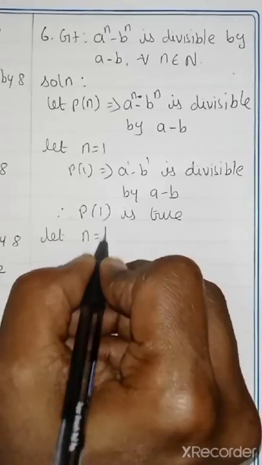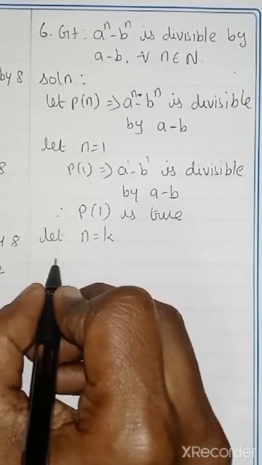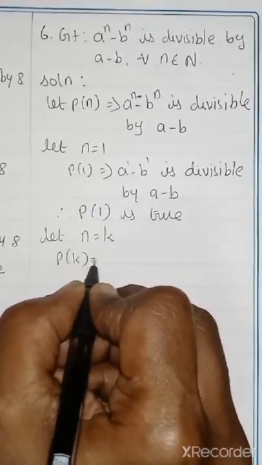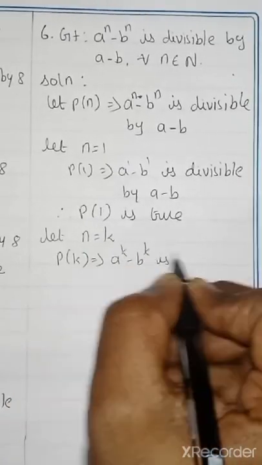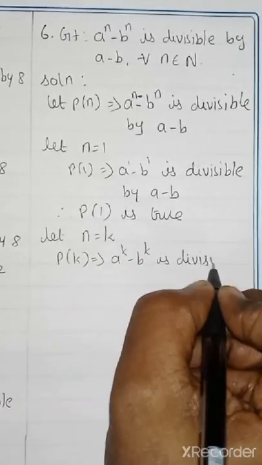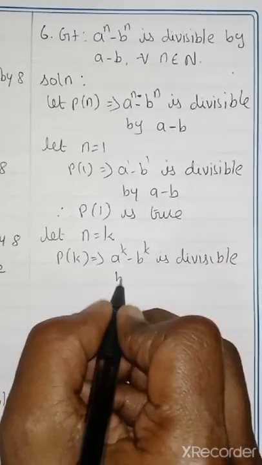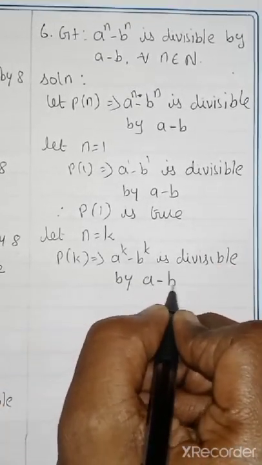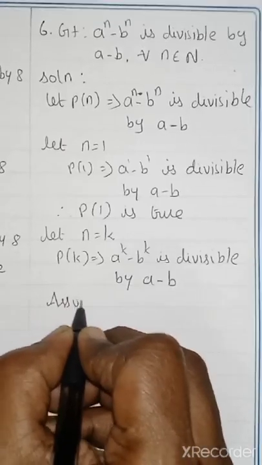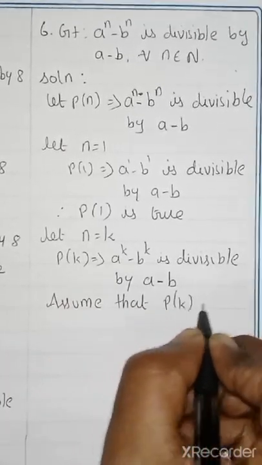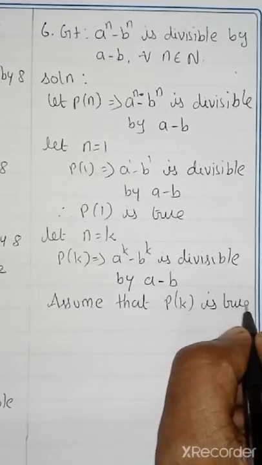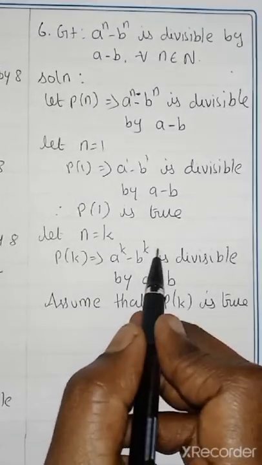Let n equal to k. Okay, so if we take n equal to k, P of k implies a power k minus b power k is divisible by a minus b. That is, assume that P of k is true. Correct? Okay.